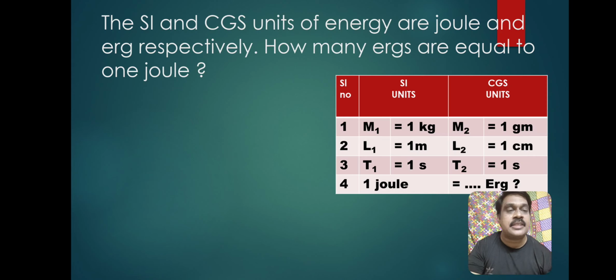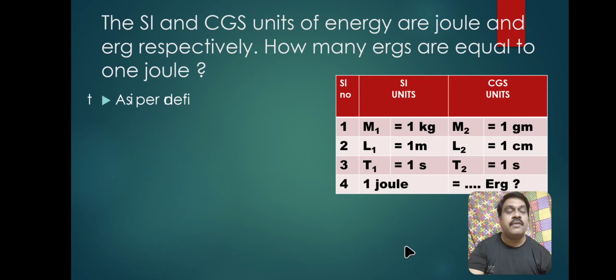So for SI units, the mass m1 is 1 kilogram, length L1 is equal to 1 meter and time T1 is equal to 1 second. Similarly for CGS, m2 is equal to 1 gram, L2 is equal to 1 centimeter and T2 is equal to 1 second. Now we are going to find the relationship between them.